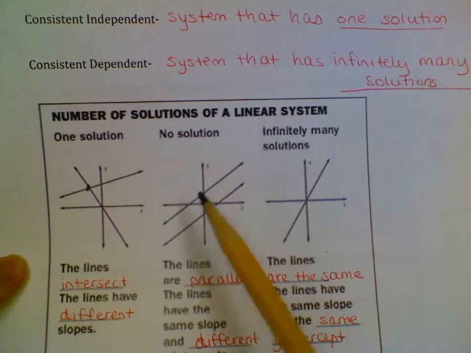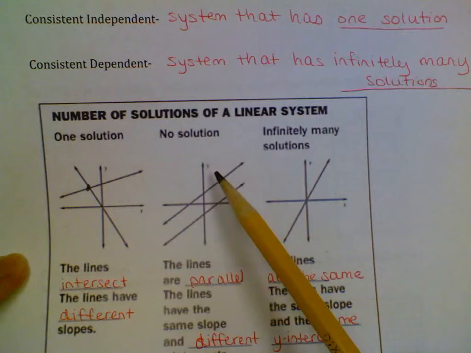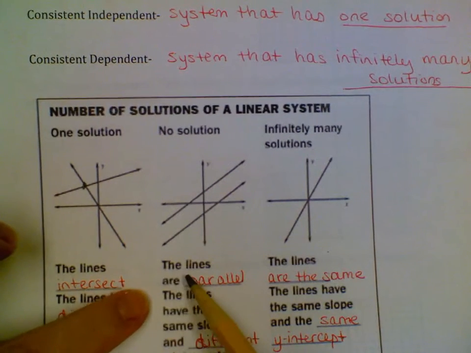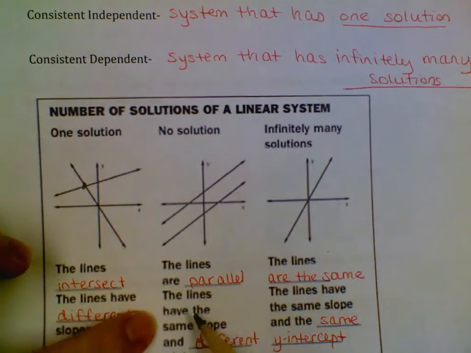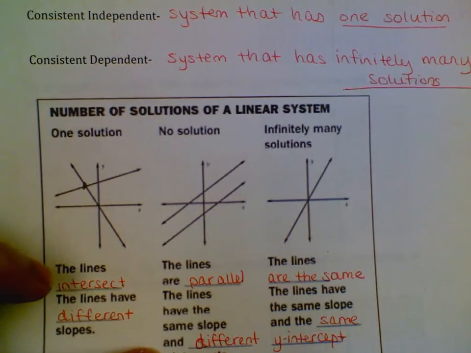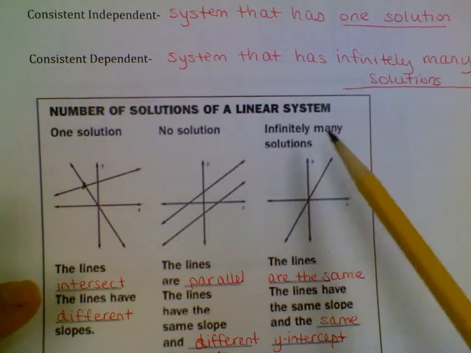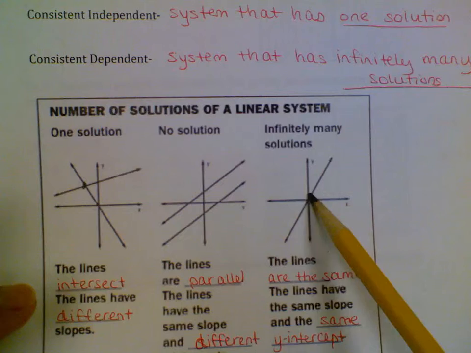No solution is going to show you that you have parallel lines after you graph because they never intersect. So that means that we have no solution. To fill in the blanks, I would put the lines are parallel and the lines have the same slope but different y-intercepts.